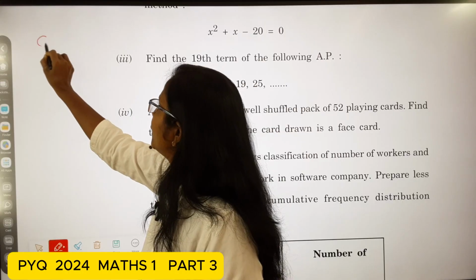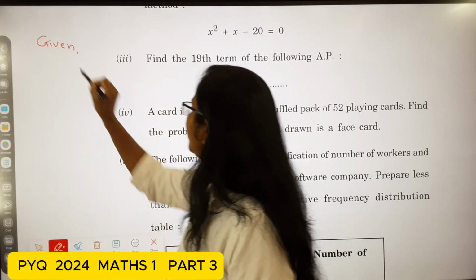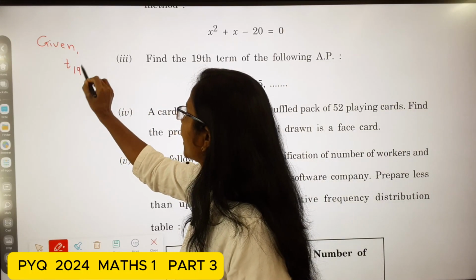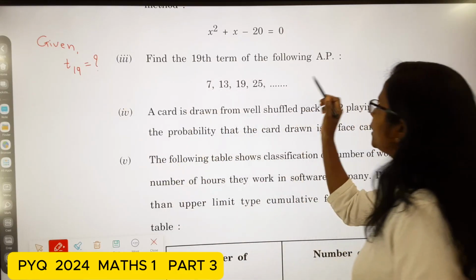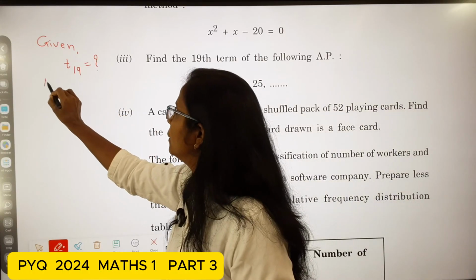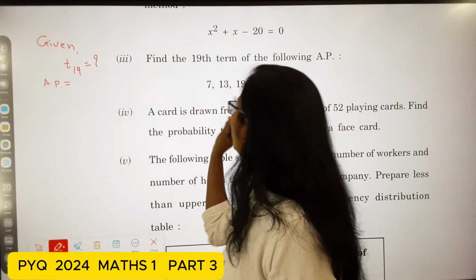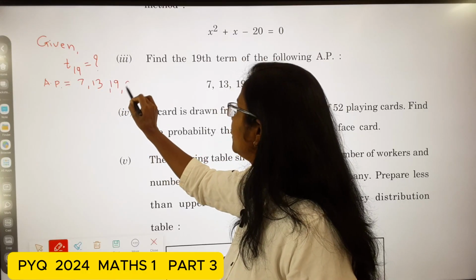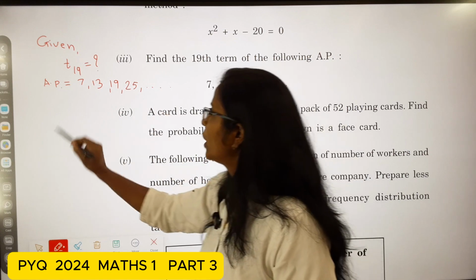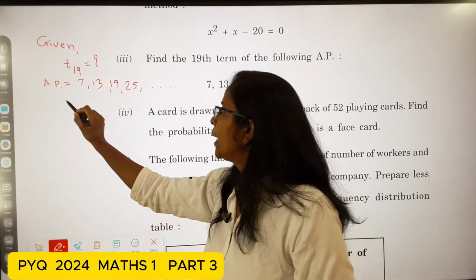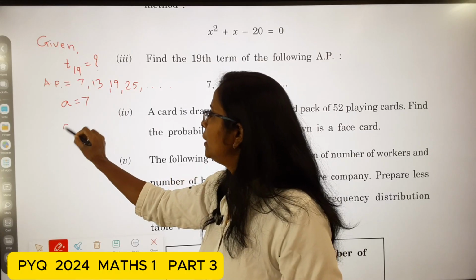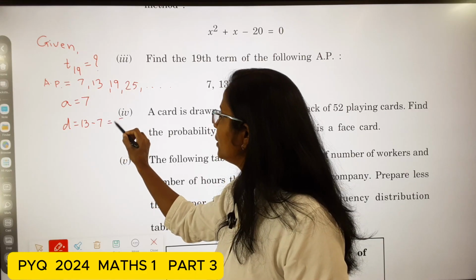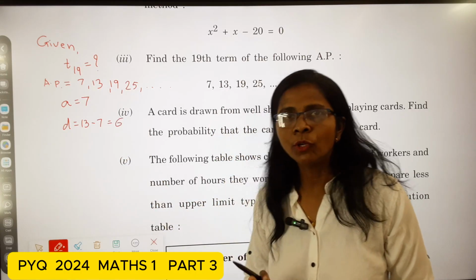So here I write down first the given, and in the given, that is the finding of the 19th term. That means I write here T19 is equal to question mark. Then here the AP is equal to 7, 13, 19 and 25, dot dot dot. Okay, and from the AP we can write A is equal to 7, D is equal to 13 minus 7, take any one, that is 13 minus 7, 6. Okay, but this information is given.